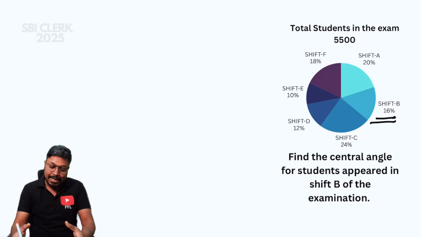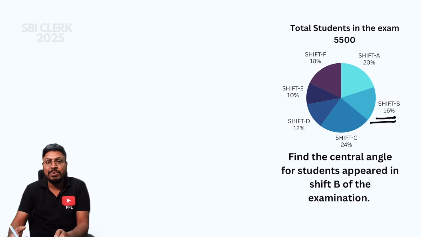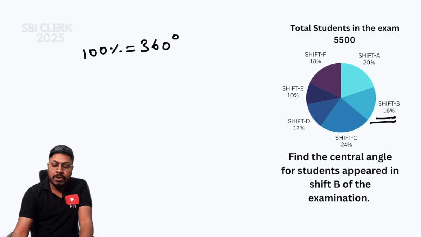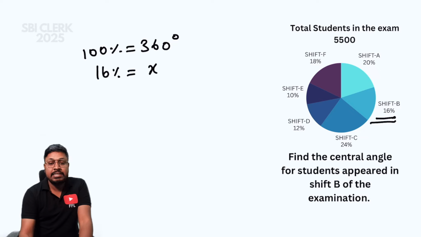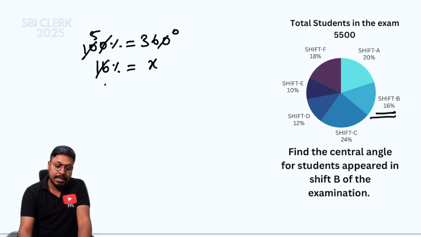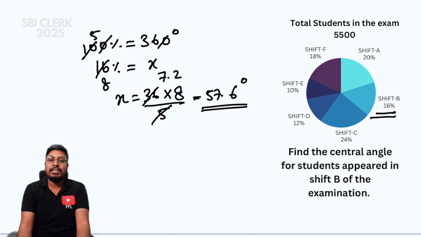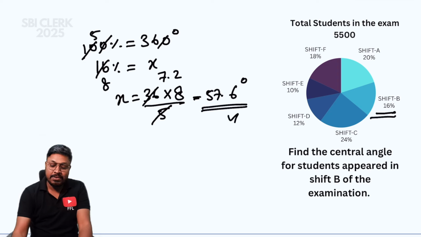If you feel difficult, I will solve it, but again while watching the video you too go with mind calculations. We already know that 100 percentage is how much? 360 degree. Now according to the question, shift B is how much? 16 percentage. So 16 percentage is equal to X. Cancel the zeros, cancel it in the 2 table. 5 2s are 10, 8 2s are 16. So X is equal to 36 into 8 divided by 5. When we cancel it, 7.2. 7.2 into 8 is 57.6 degree, which is the answer for this question.